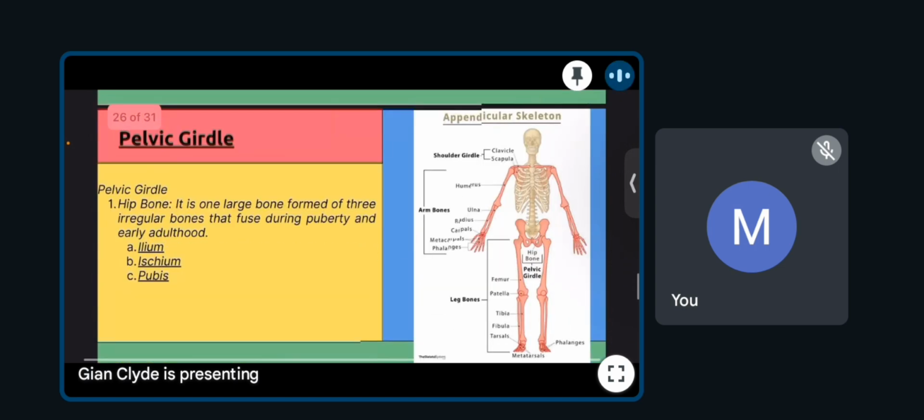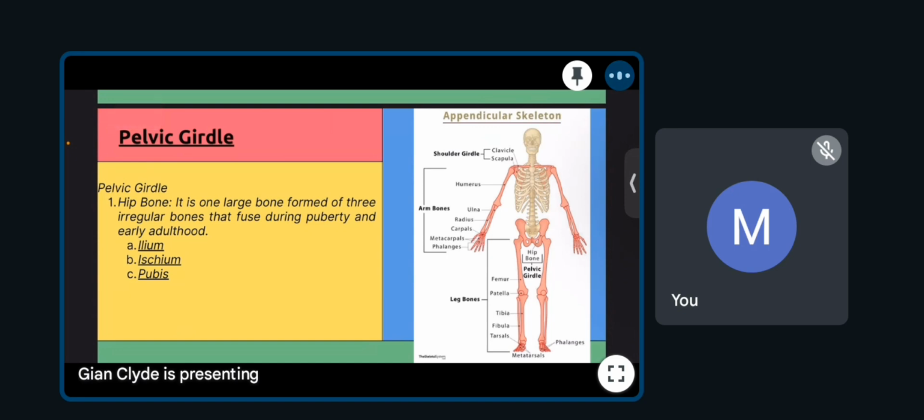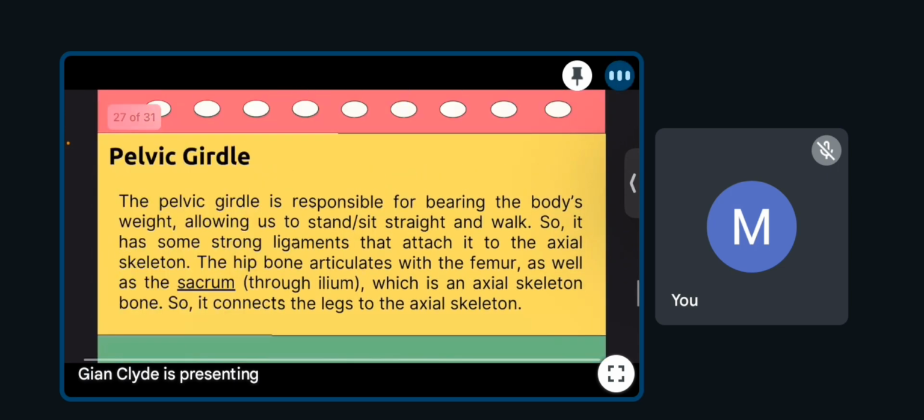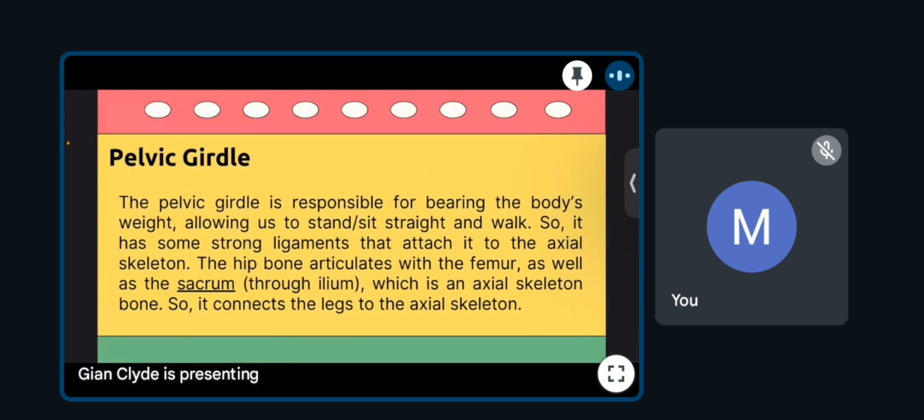Next is the pelvic girdle. It contains a hip bone. It is one large bone formed of 3 irregular bones that fuse during puberty and early adulthood. The 3 irregular bones are the ilium, ischium, and the pubis. The pelvic girdle is responsible for bearing the body's weight, allowing us to stand or sit straight and walk.